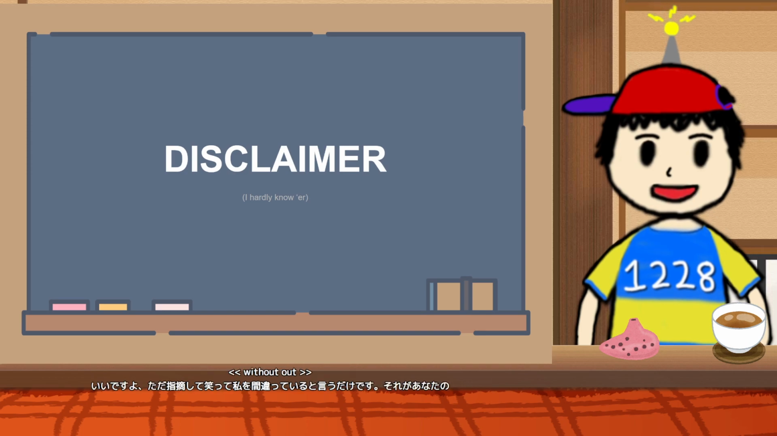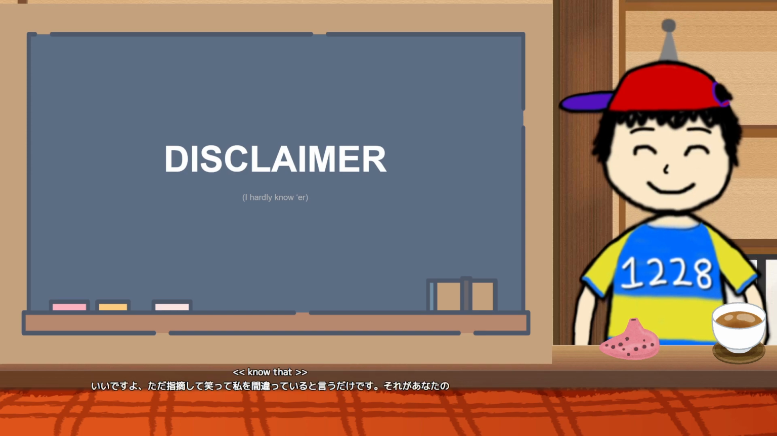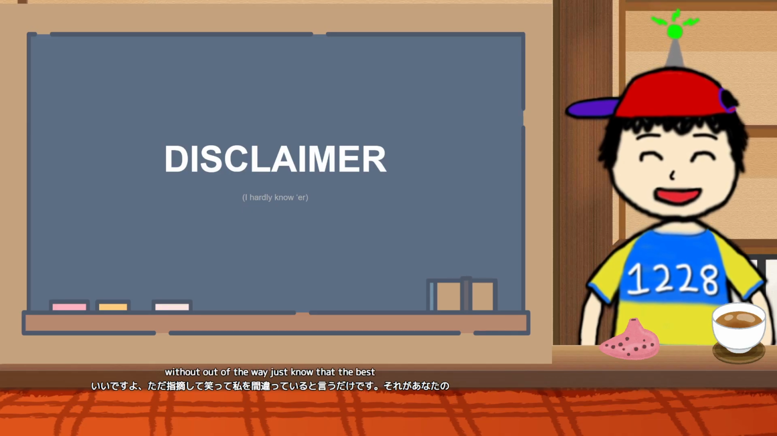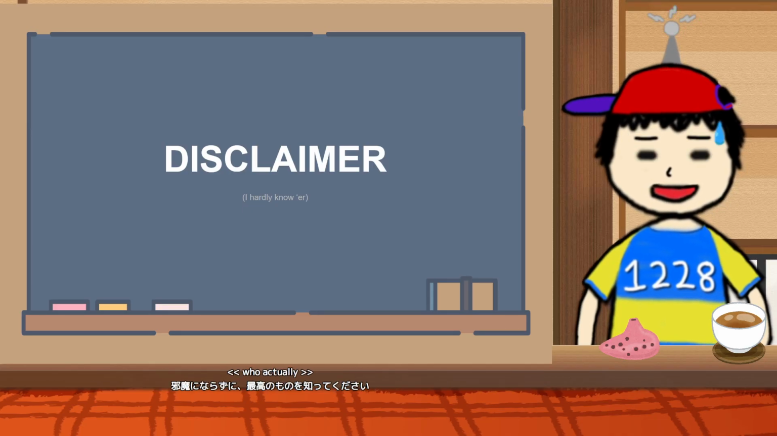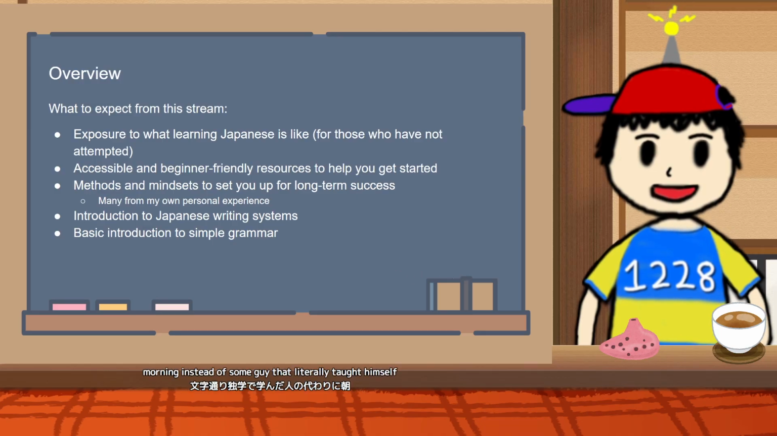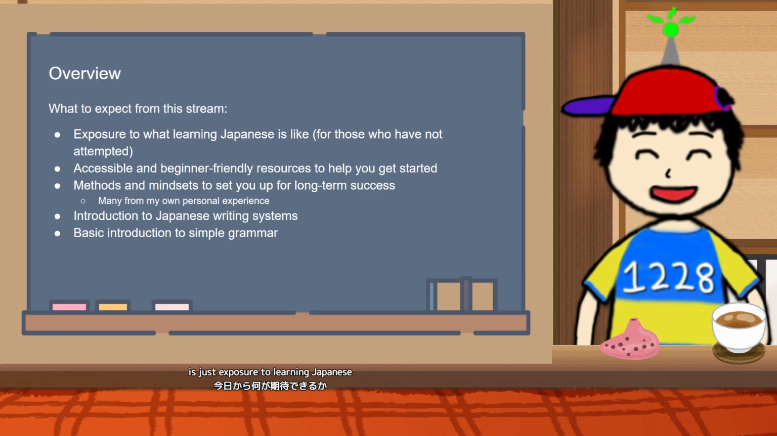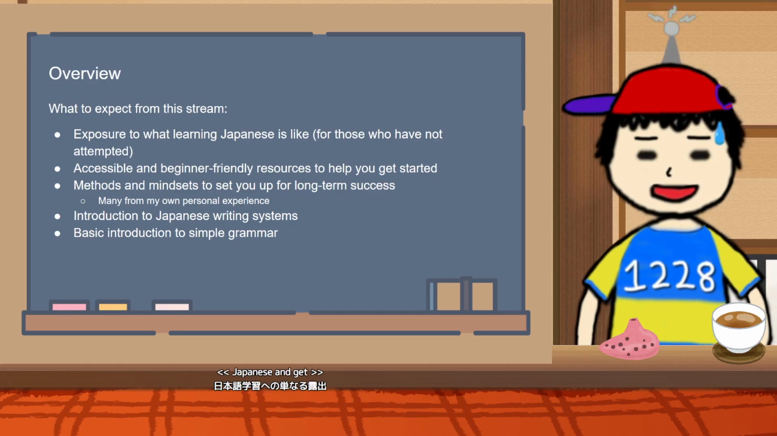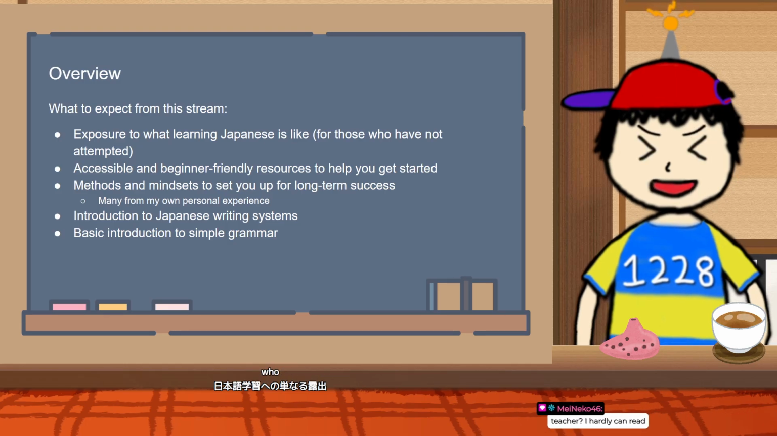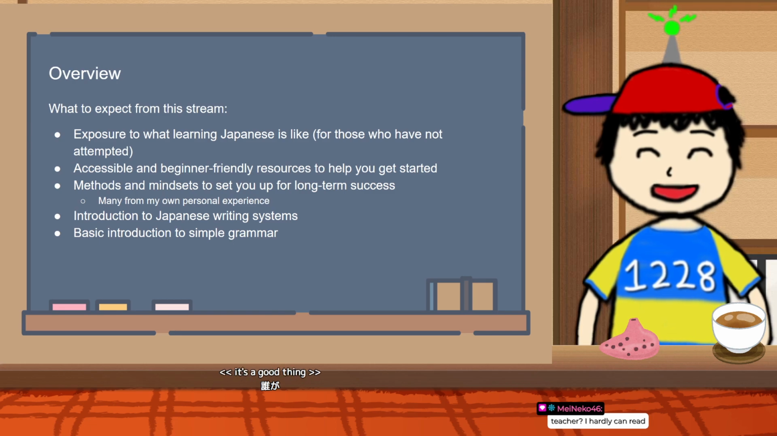With that out of the way, just know that the best teacher is probably somebody who actually has received proper study and training instead of some guy that literally taught himself. In any case, what you can expect from today is just exposure to learning Japanese. If you came here to learn Japanese and get fluent, you came to the wrong place. You're not going to get fluent in a day. Teacher, I can hardly read. Well, it's a good thing I can speak.